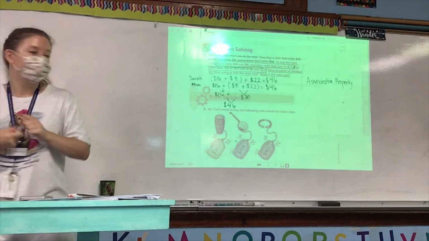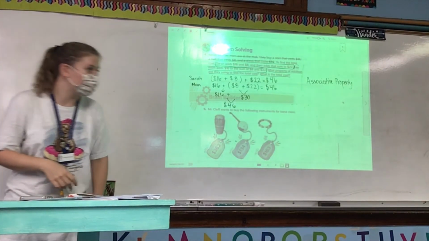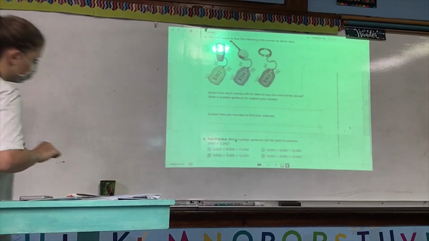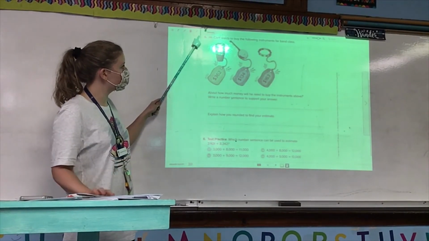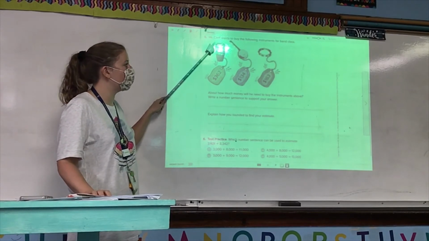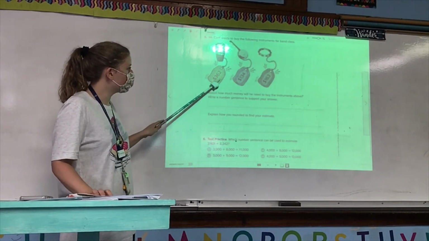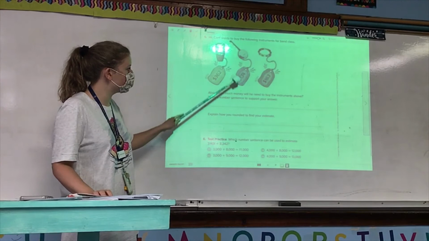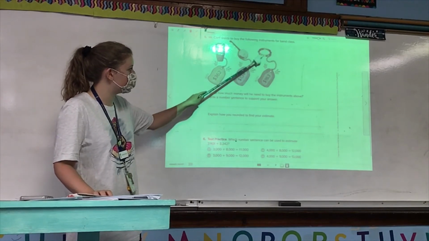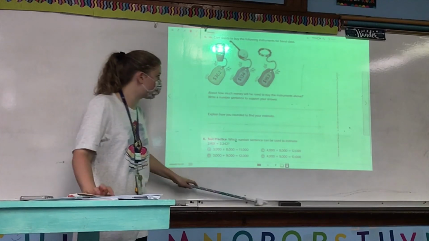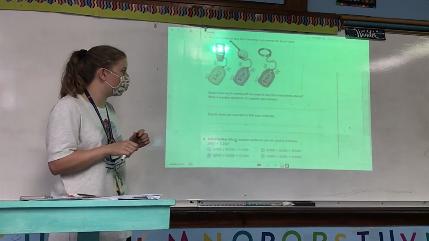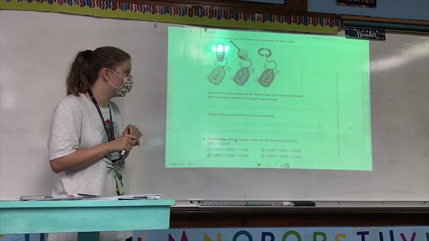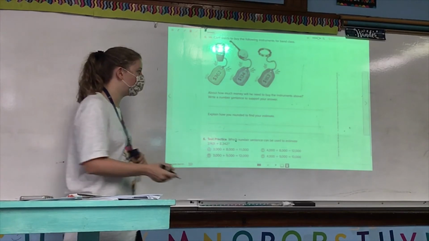Okay. Let's look at number 5. Helper number 1, please say. Okay, so number 5 says, Mr. Clef wants to buy the following instruments for a band class. A drum for $362, a banjo for $134, and a tambourine for $163. Then it says, about how much money will he need to buy the instruments above? Write a number sentence to support your answer.